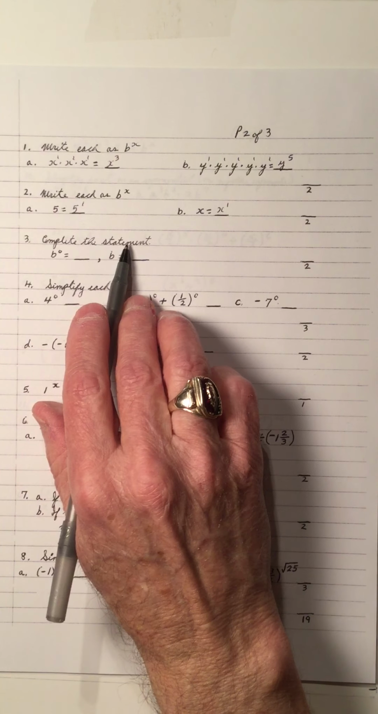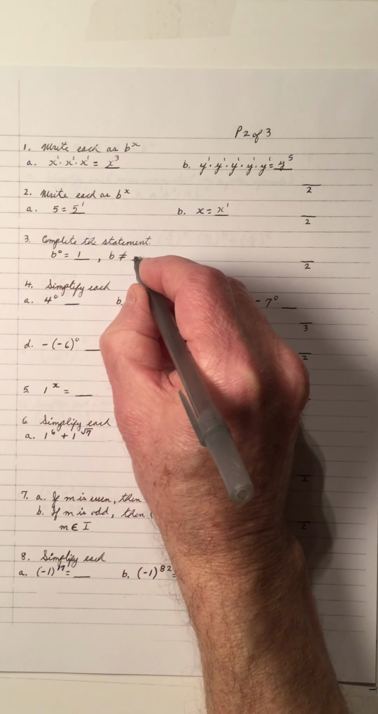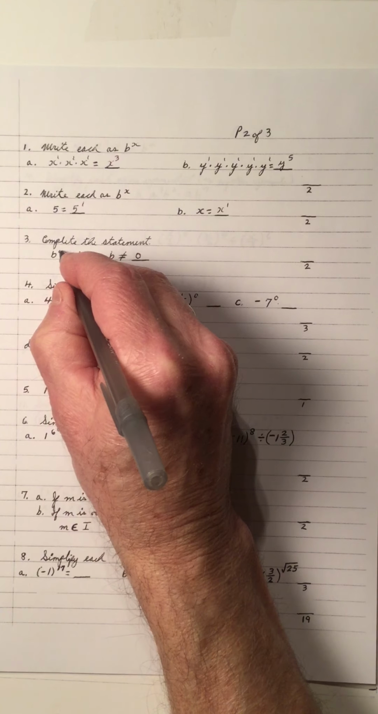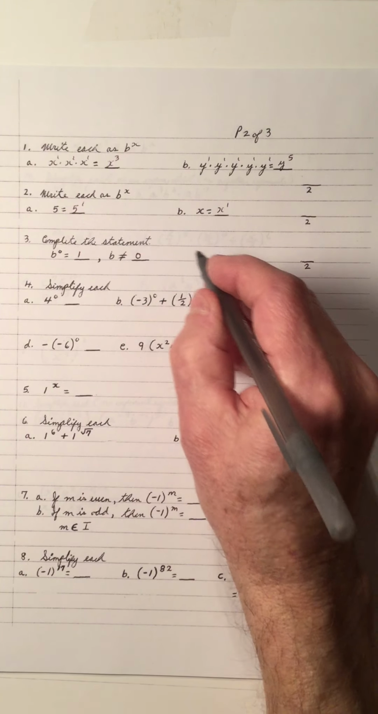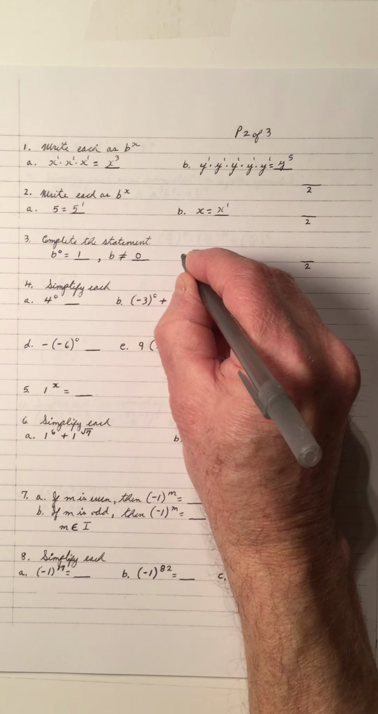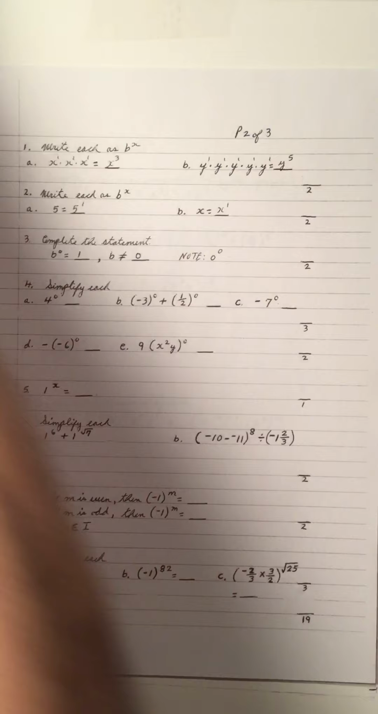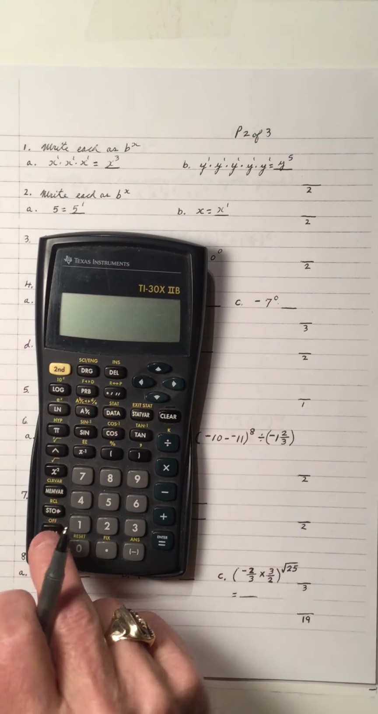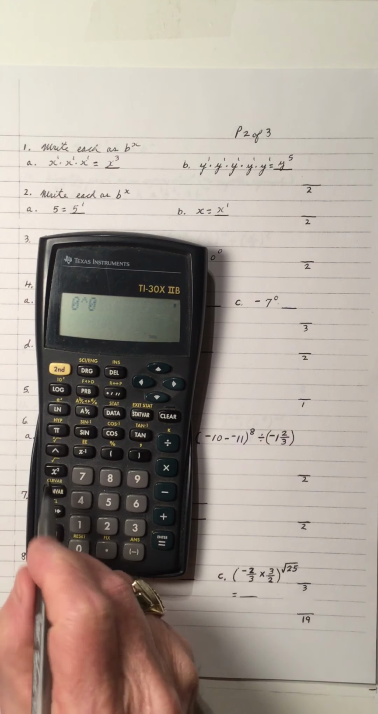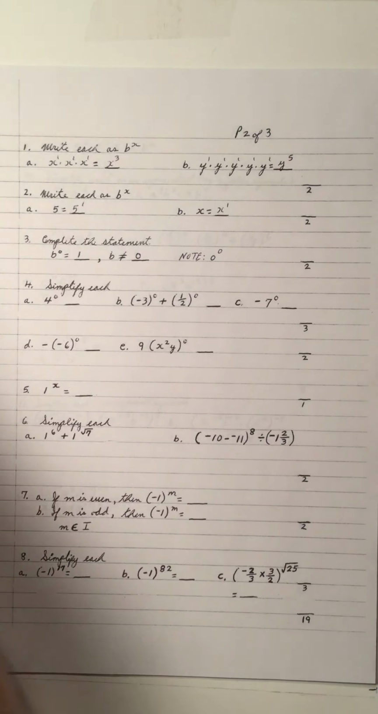Note. Complete the statement. b to the 0 equals 1, and b cannot be equal to 0. So any number raised to the exponent or power of 0 is a 1. But note, 0 to the 0, and if I use my calculator just for a second, just to illustrate it, 0 power 0, there's my power button right there, 0 power 0, notice the domain, it's not defined.